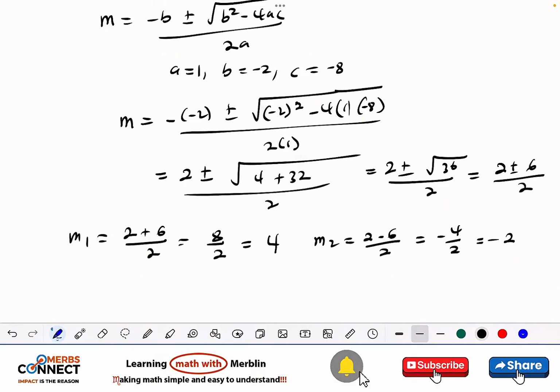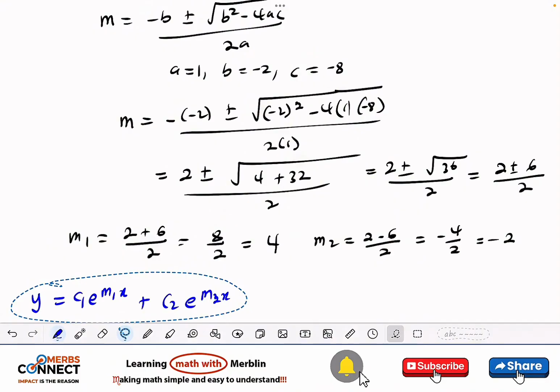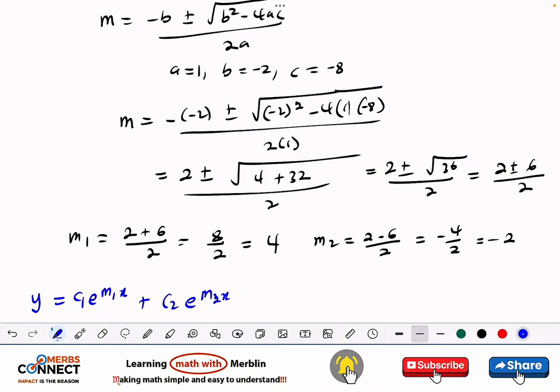So the general solution is going to give us y is equal to, we know that it's c1 e to the power m1x plus c2 e to the power m2x. Always try and write this one before, so that you always be writing the formula so that you remember it. So this is going to give us c1 e to the power m1 is 4x plus m2 is minus 2x.